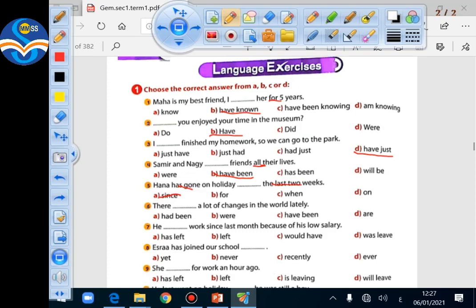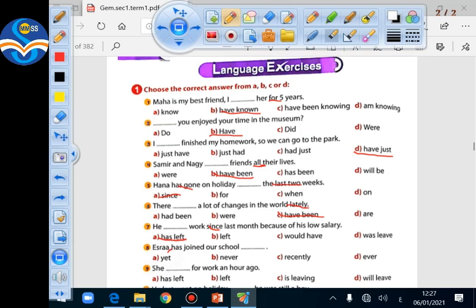since, sorry. There are a lot of changes in the word lately. Lately means something which is happening recently. So it's going to be present perfect. There have been a lot of changes. So have been. He worked since last month because of his low salary. I've got since, so it's a keyword of the present perfect. So it's going to be he has left. Isra has joined our school.